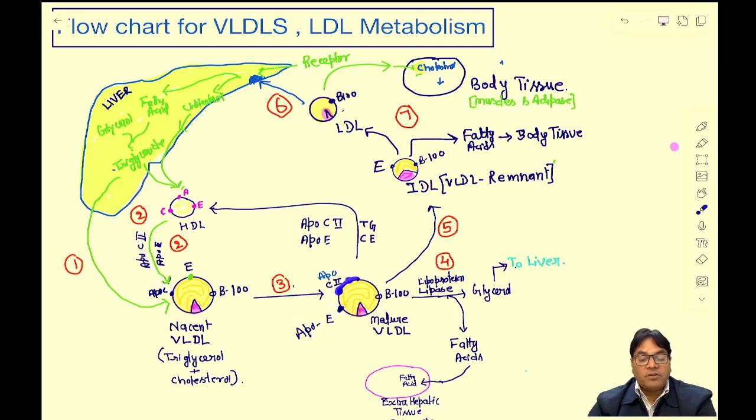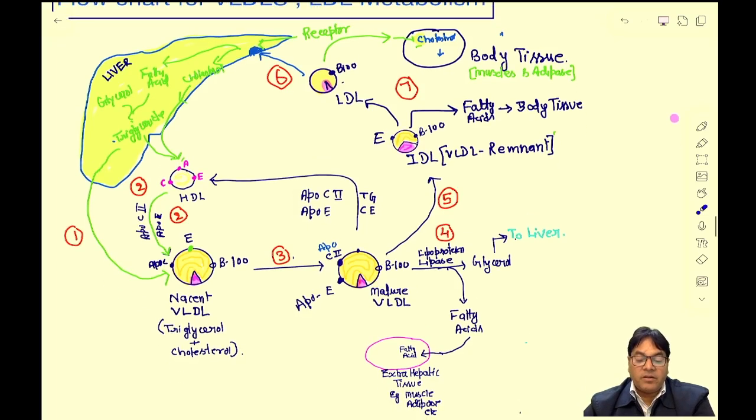If you see the structure of this mature VLDL, we have triglycerides and cholesterol in the center, and in the periphery we have B100, ApoC second, ApoE. They are the different components of the apoprotein which a mature VLDL has. Now this mature VLDL has ApoC second, which activates the lipoprotein lipase, which is a part of the membranes of tissues like muscles or adipose tissue.